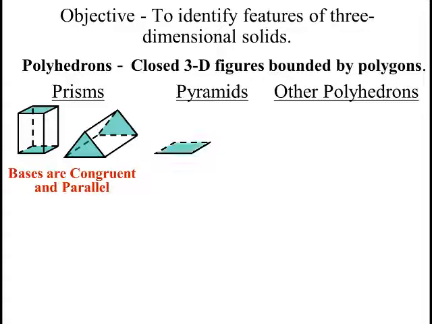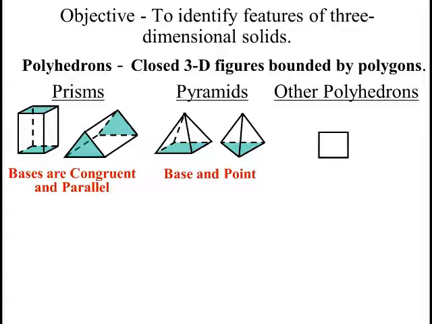Now, if the figure has one base and rises up to a point, we call that a pyramid. This would be a square pyramid. This one would be a triangular pyramid because its base is a triangle. Pyramids are pointy, basically. They have a base and a point.